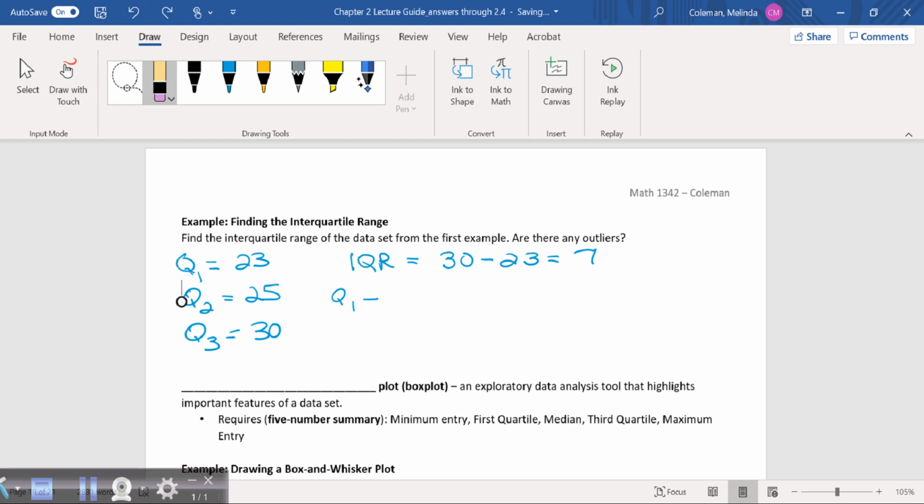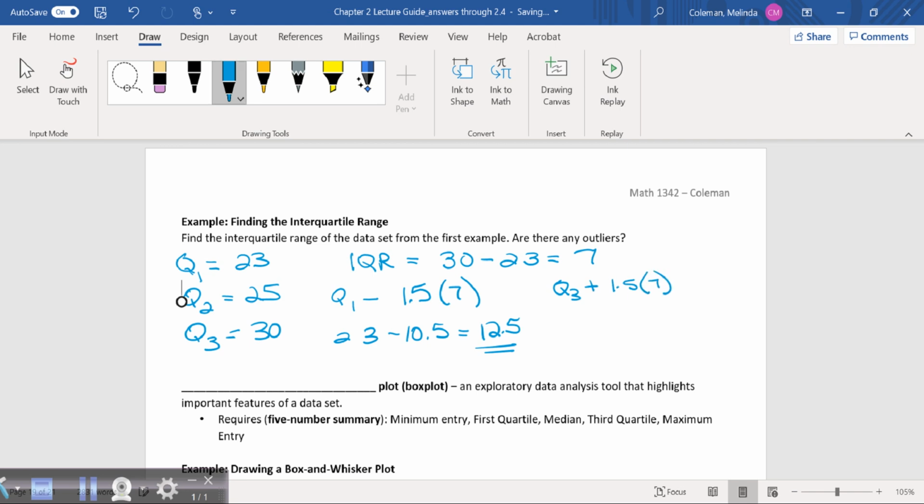the formula says 1.5 times the interquartile range, which was 7. So that would be 23 minus 10.5, which is 12.5. That would be an outlier. Likewise, if I did Q3 plus 1.5 times 7, that would give me 30 plus 10.5, or 40.5.